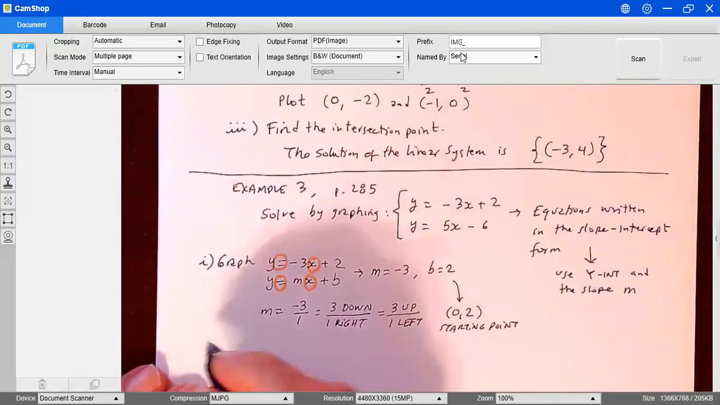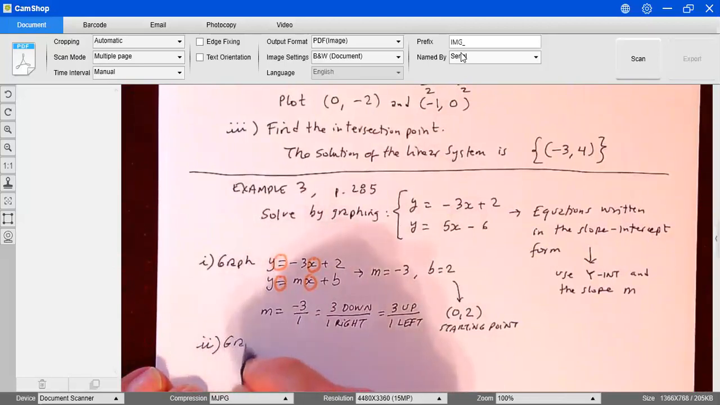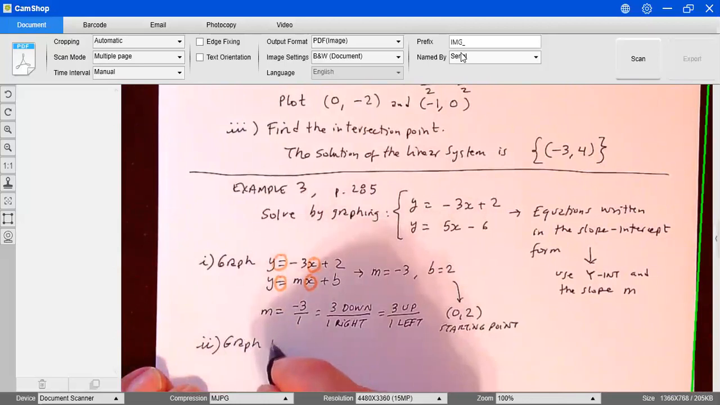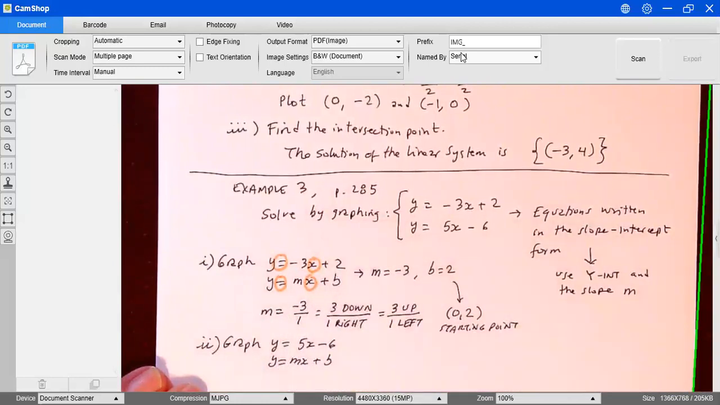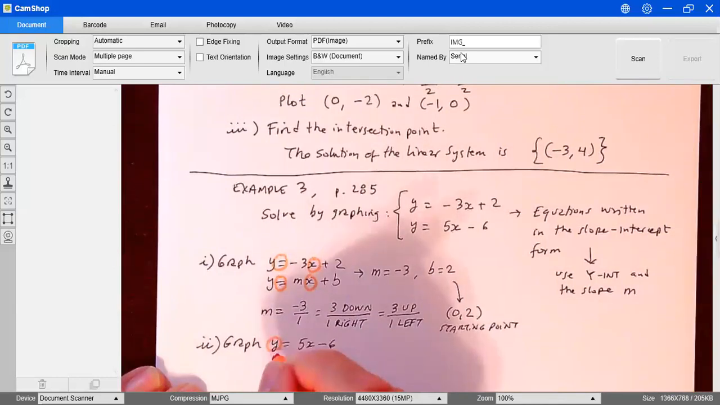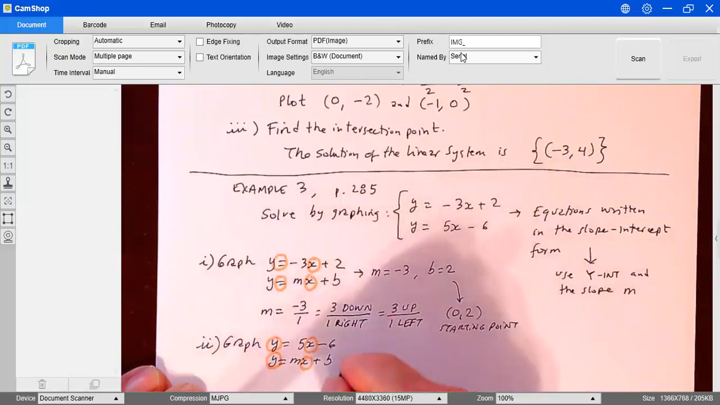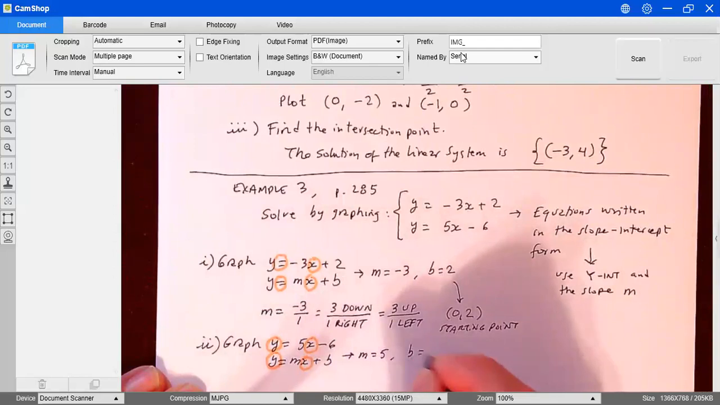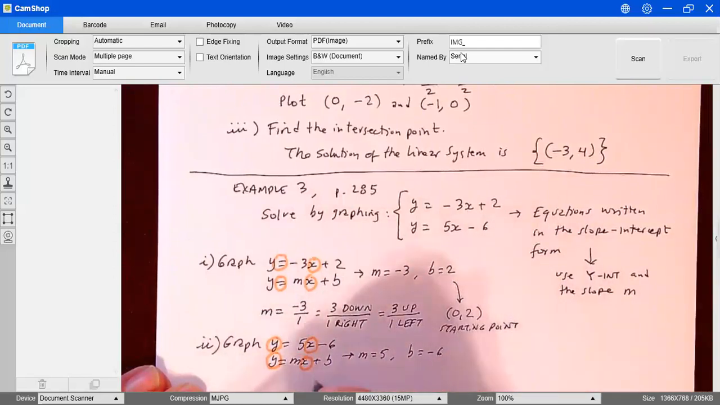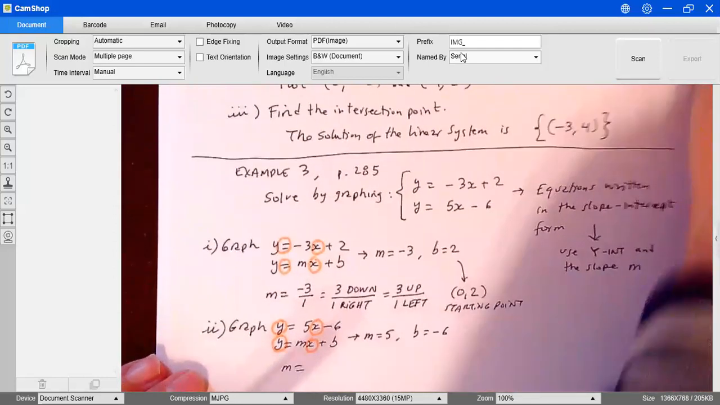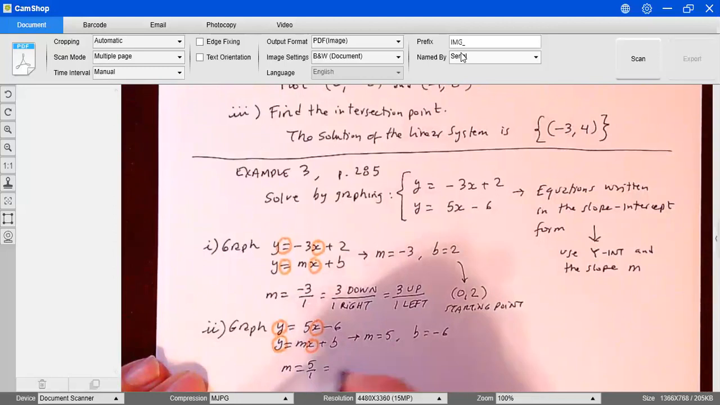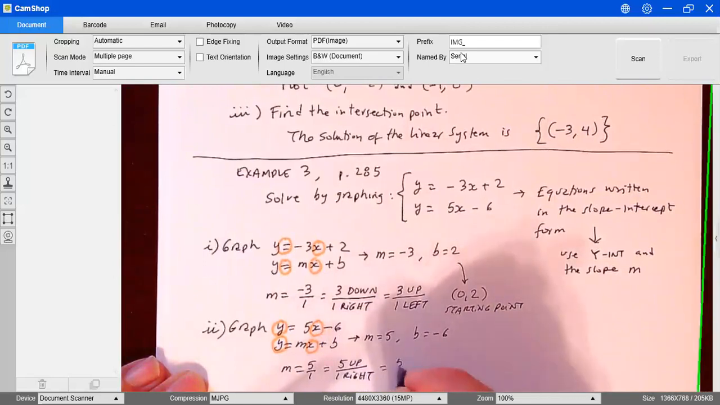Now let's work on the information for the second graph. For the second graph, the equation is y equals 5x minus 6. So we're gonna write again mx plus b to find m and to find b. So you can see here that m equals 5 and b equals -6. So that means that the jumping recipe is gonna be 5 over 1. So this is 5 up, 1 right, and this is equivalent to 5 down, 1 left.